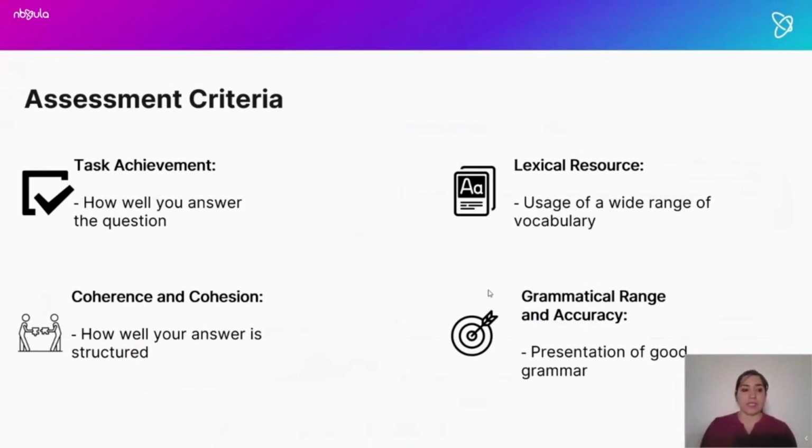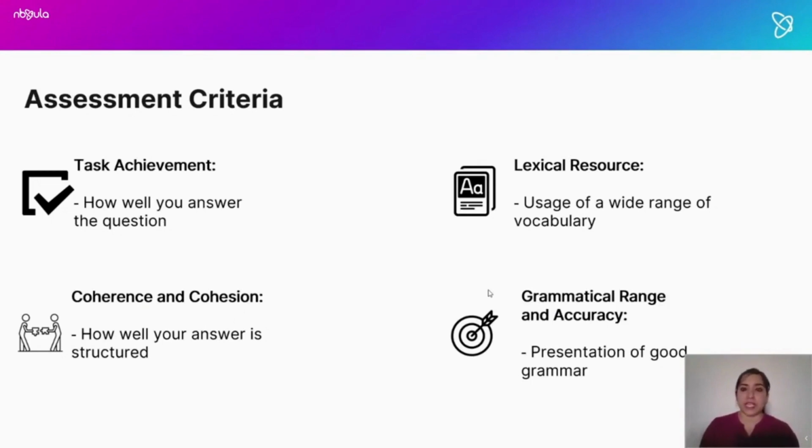Okay, the next one is coherence and cohesion. Basically, the ability to present a well-structured essay or a well-structured answer. Okay, how it's structured using paragraphs, using the right essay format. Okay, we'll get more into that as well as we move along.